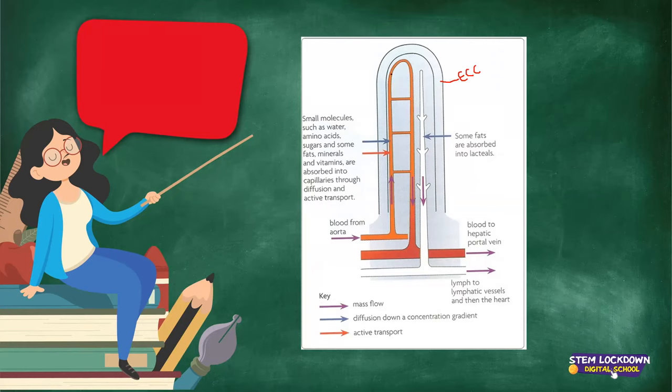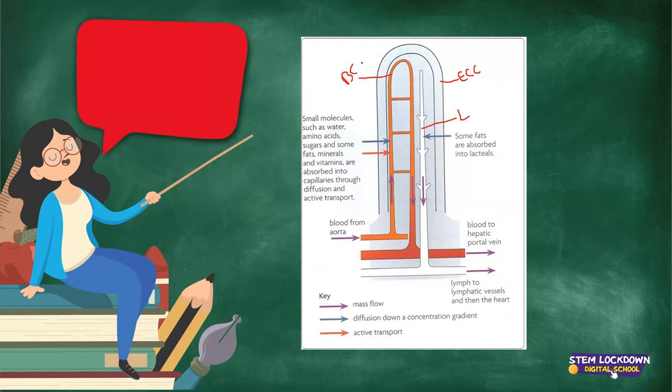And then you should be able to list your blood capillaries. Just write BC for blood capillaries. And your lacteal, just write an L there. And then your blood from the aorta and the blood that goes to the portal vein, to the hepatic portal vein. All right. So let's just quickly go through this again.